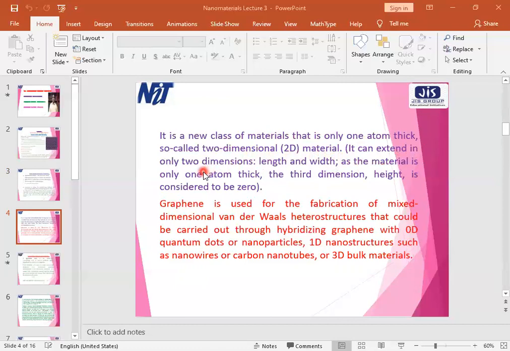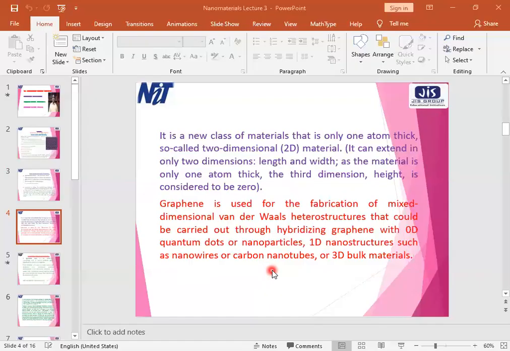It can extend in only 2 dimensions, length and width, or you can say width and height. The material is only 1 atom thick. The 3rd dimension, height, is considered to be 0. Now you see, graphene is a 2-dimensional material. That means a sheet can be formed with it.